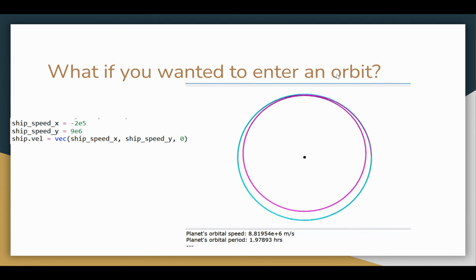So what if the spaceship wanted to enter an orbit around the black hole? For this, again through trial and error, we found that if you set the ship speed in the x direction as -2 times 10 to the fifth, it would enter an orbit.